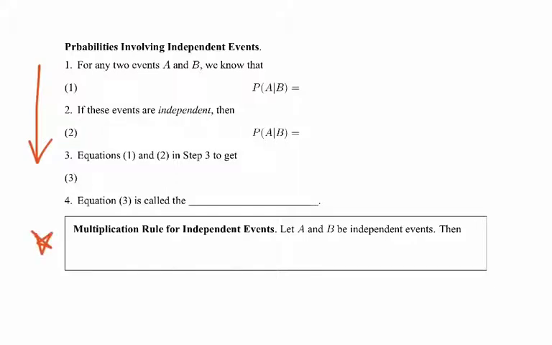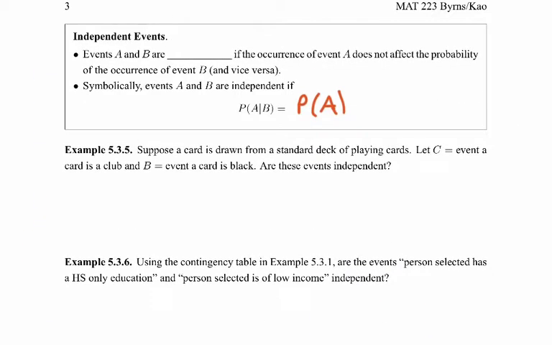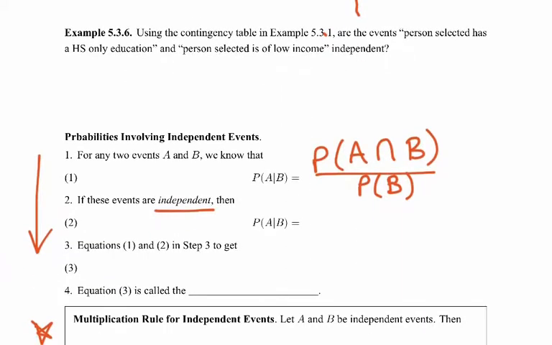So it says for any two events, A and B, we know that the probability of A given B, so from the previous page, our conditional probability formula meant that the probability of A given B was equal to the probability of A and B, I'm going to use that intersection notation, divided by the probability of B. And then it says if these events are independent, what do we know? We know that the probability of A given B, so from right up here, if the events are independent, is equal to the probability of A. So that means I can replace this with the probability of A.